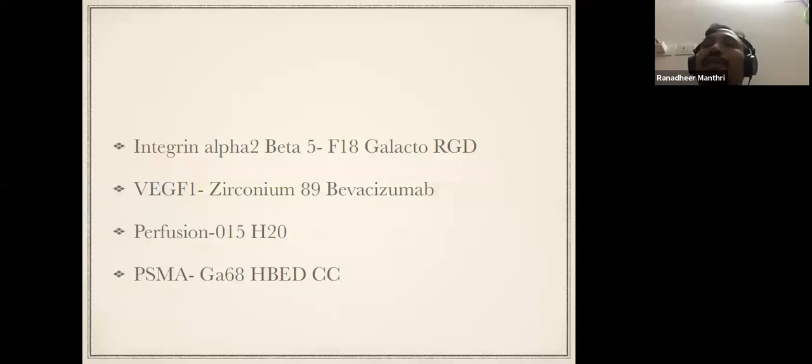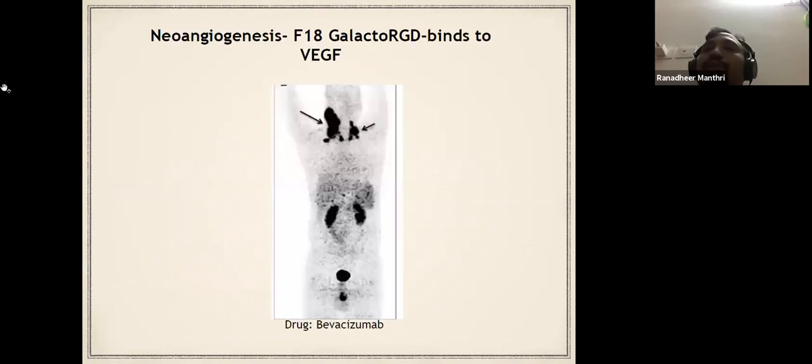So this RGD or F18 galacto RGD is nothing but a peptide, arginine glycine aspartate. Bevacizumab is a monoclonal antibody which is targeting VEGF. So you are using it in therapeutic doses, we are using it in diagnostic doses. All of us, whether for therapy or diagnosis, we are targeting a hallmark of cancer. That hallmark of cancer is nothing but neoangiogenesis. So next slide, please. So neoangiogenesis, galacto RGD binds to VEGF. The drug is bevacizumab. Next slide, please.